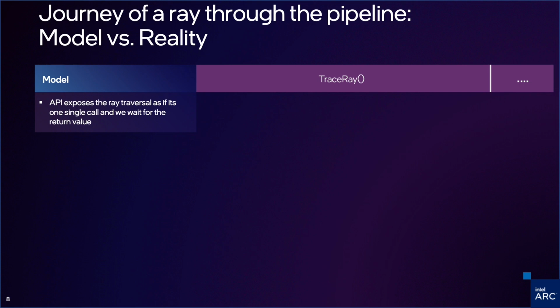Now I want to take you through what we'll call the myth versus the reality, or the model versus the reality of what actually happens when we call trace ray on the GPU. So in this picture, I have the model of, hey, you call trace ray, and basically this is executing over time, and you're just waiting on the GPU. You could call this a synchronous style of coding, where you're waiting for the result to come back, and when it comes back, you continue executing that function. But that's not actually what happens.